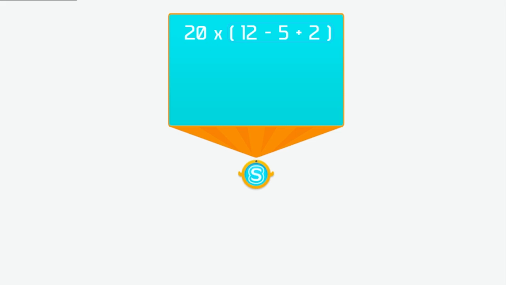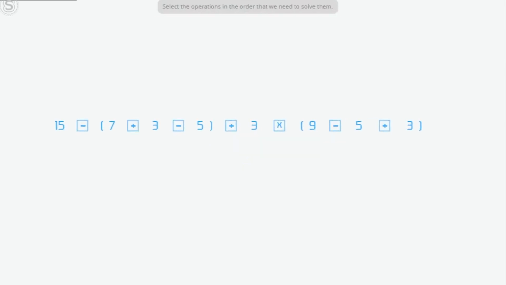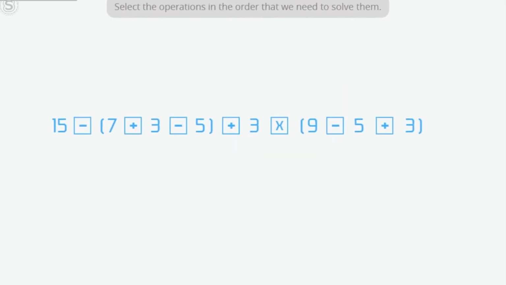12 minus 5 is equal to 7. 7 plus 2 is equal to 9. Now that we've solved all the operations in the brackets, we can carry on with the rest. 20 multiplied by 9 is equal to 180. To finish, solve this operation.